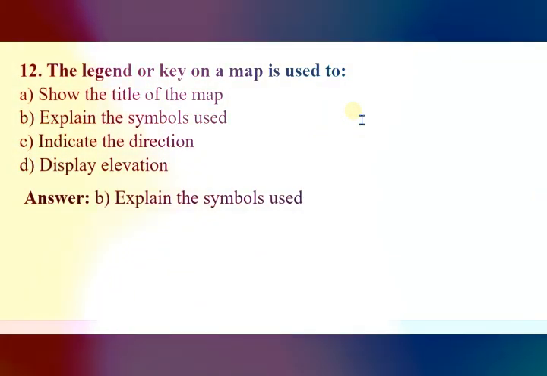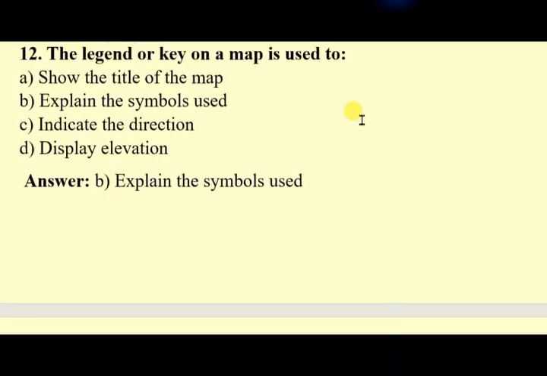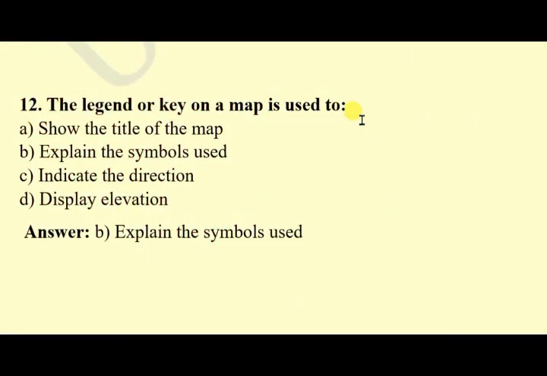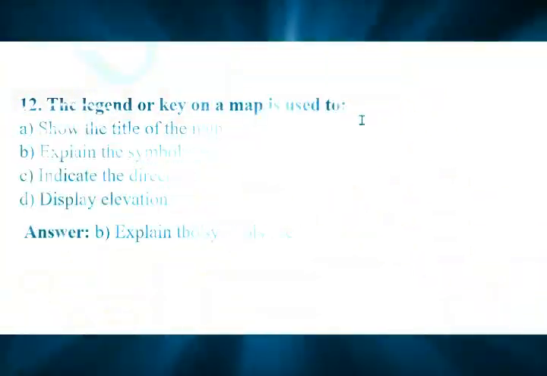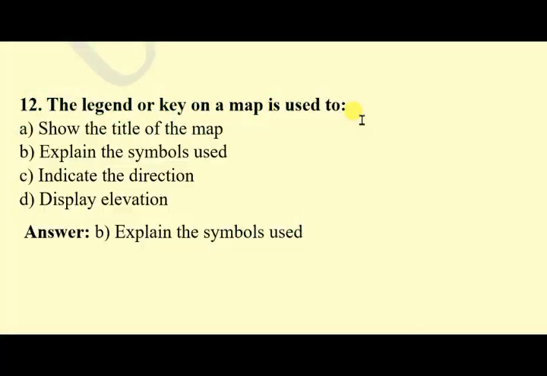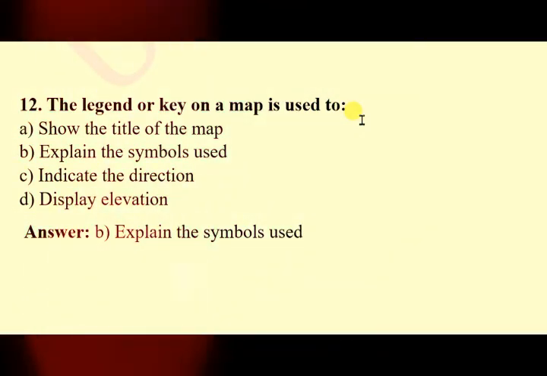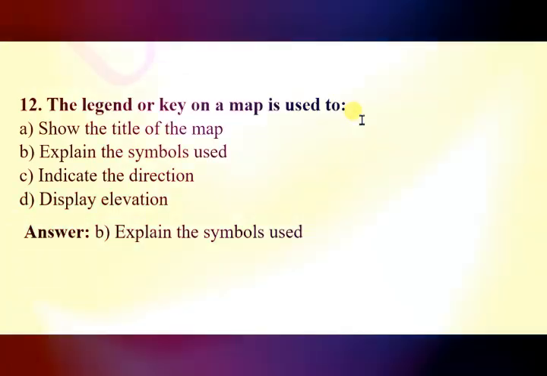The legend or key on a map is used to show the title of the map, explain the symbols used, indicate the direction, or display elevation. Here the right answer will be explain the symbols used. That is the main purpose of a legend or key on a map.